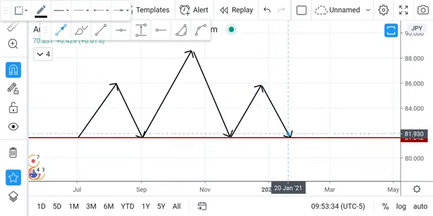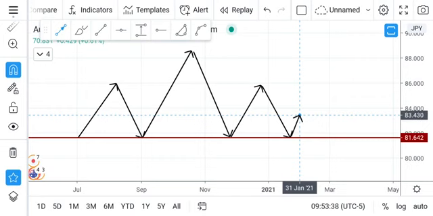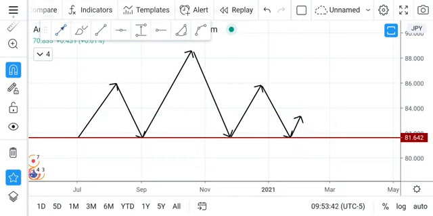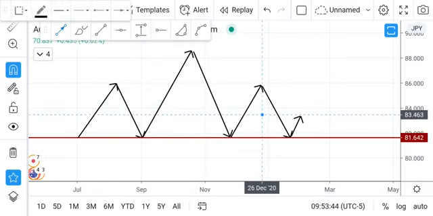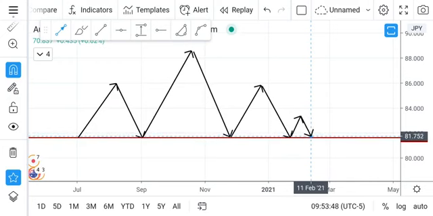right shoulder, buyers are going to try and push the price up. Then sellers will take control, push the price back down to resistance. You can see that now it has made a lower high. This low is lower than this low, so it has made a lower high.